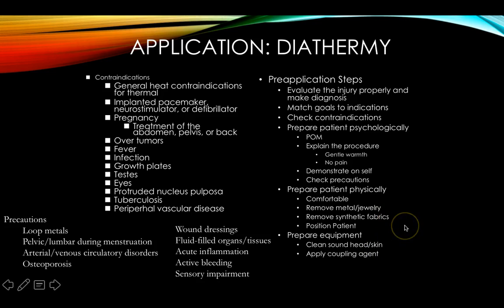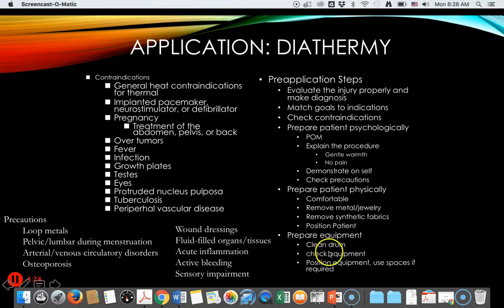Expose the area. Make sure that the patient is positioned properly for us to get the drum or the capacitive plates in place. Also remember to tell them that they're not going to move during this treatment, so they need to be in a comfortable location. We could elevate if we're trying to get some of that edema reduction. That is an indication for diathermy. When it comes time to prepare your equipment, you want to make sure the drum is clean. We want to check the equipment, look for frays or anything else that might make it unsafe. And then we position the equipment, so position the drum or the capacitive plates.